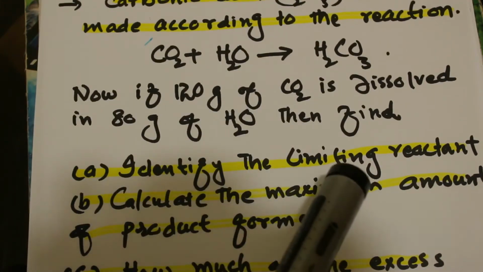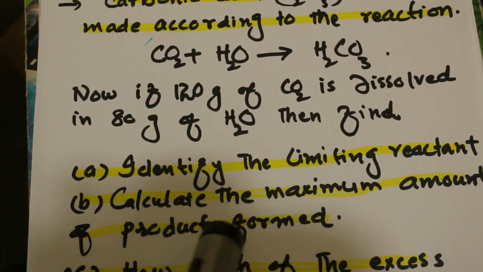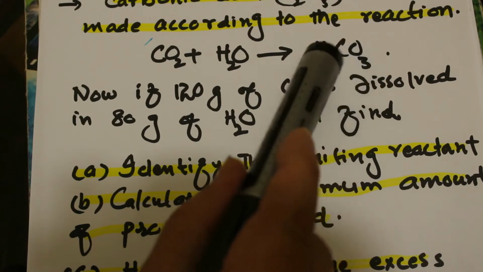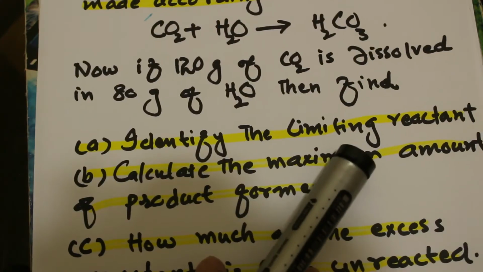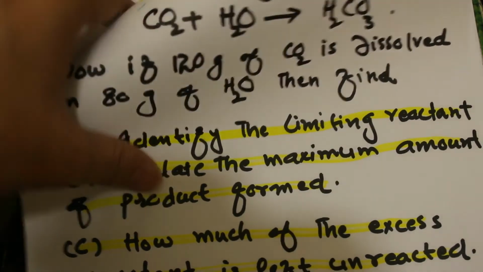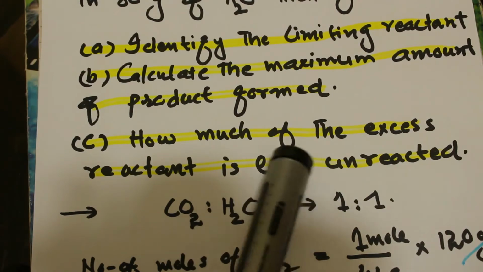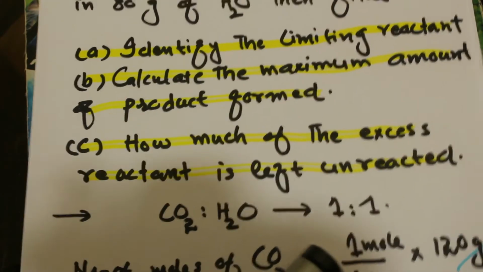the limiting reactant. The second part of this question is find the amount of product, for example the carbonic acid, which forms, and the third part of this question is how much of the excess reactant is left unreacted.